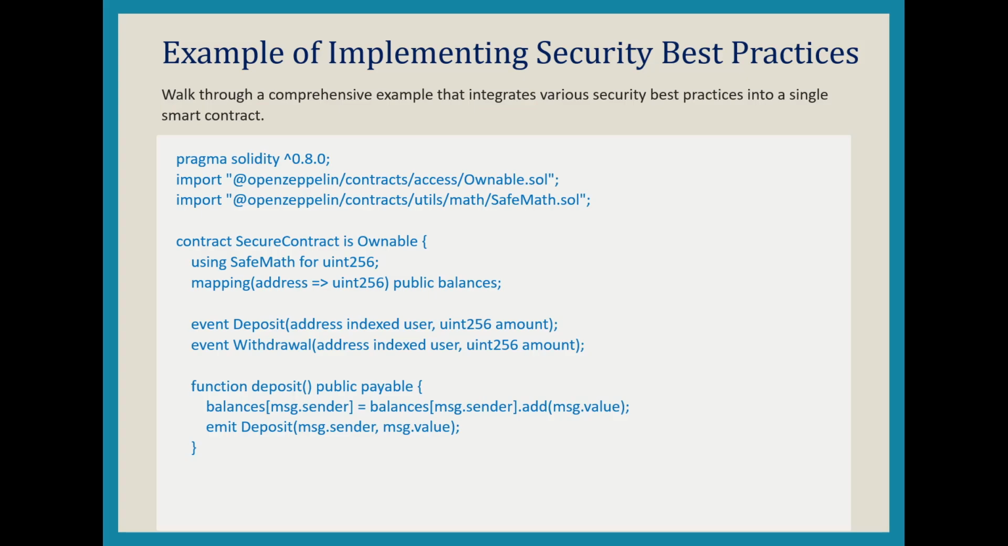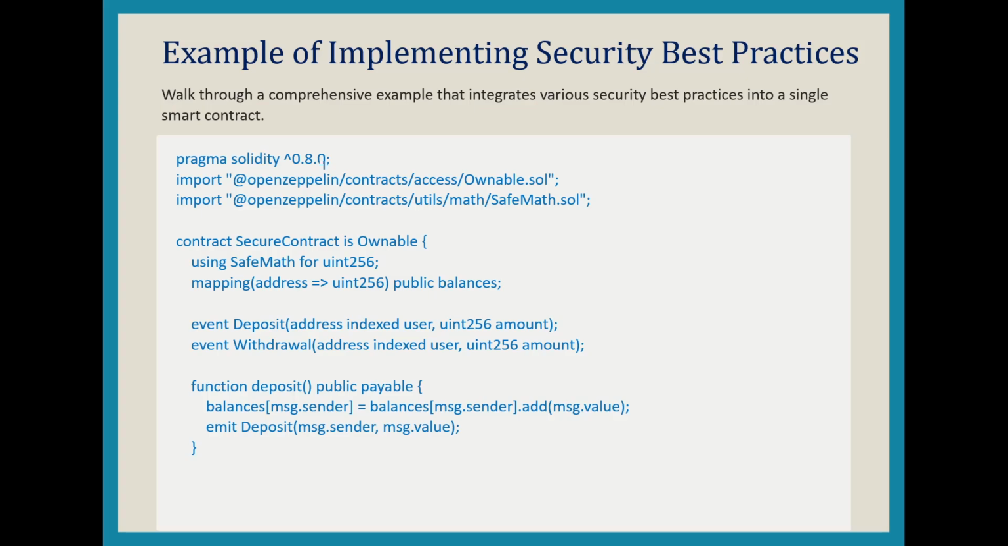The deposit function allows users to deposit Ether into the contract. It increases the sender's balance in the balances mapping by the amount of Ether sent in msg.value, right? The deposit function emits a Deposit event to notify listeners about the deposit. Please pay attention to this line: the function will emit an event to notify listeners about the deposit.